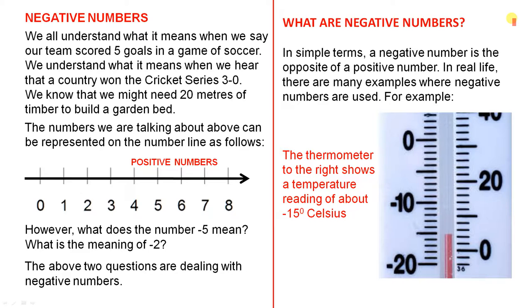In simple terms, a negative number is the opposite of a positive number. In real life, there are many examples where negative numbers are used. For example, the thermometer to the right shows a temperature reading of about minus 15 degrees Celsius. So if that's 0, that's about minus 5, minus 10, approximately minus 15. So that's very, very cold. So there's an example where a negative number is used in real life to show a very cold temperature.